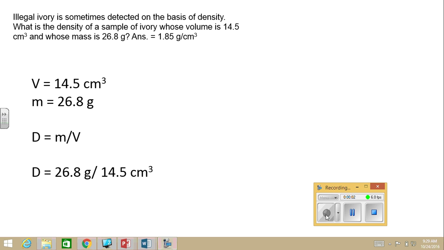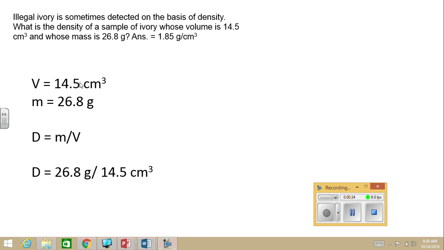We're going to go through some of the problems that are on the density practice sheet. This is the first one. It says illegal ivory is sometimes detected on the basis of density. What is the density of a sample of ivory whose volume is 14.5 cubic centimeters and whose mass is 26.8 grams? All right, so this number that is given here, that is the volume.